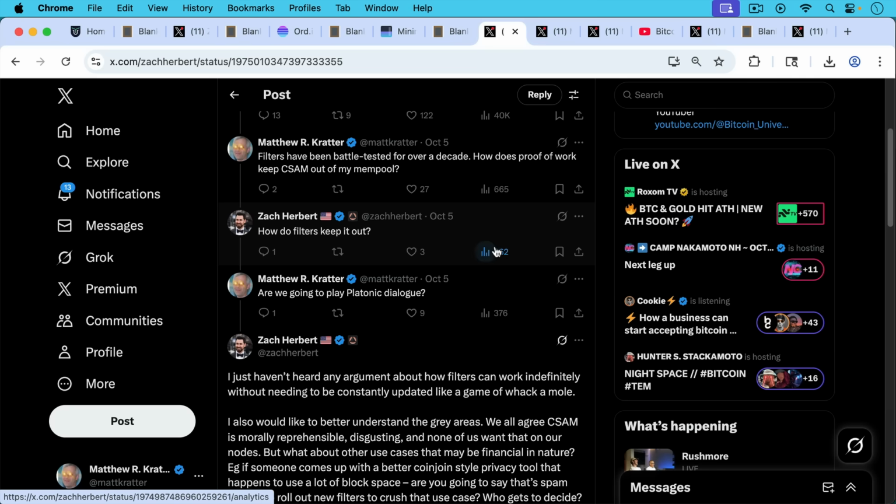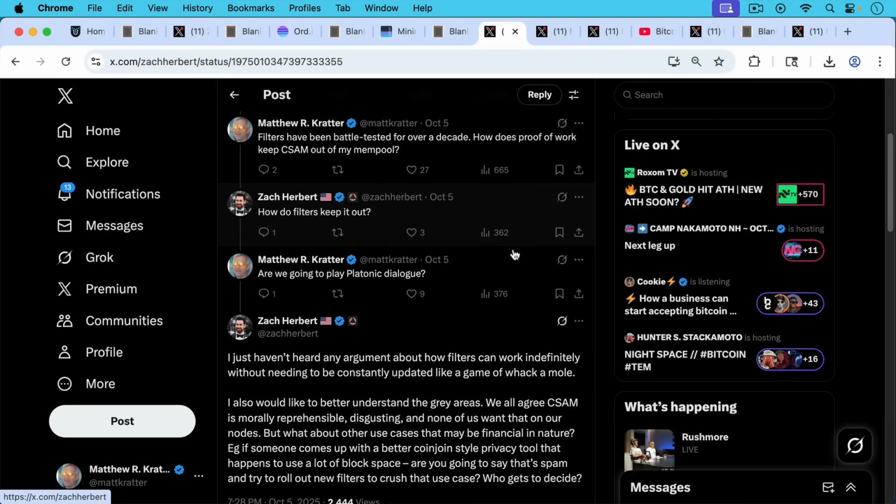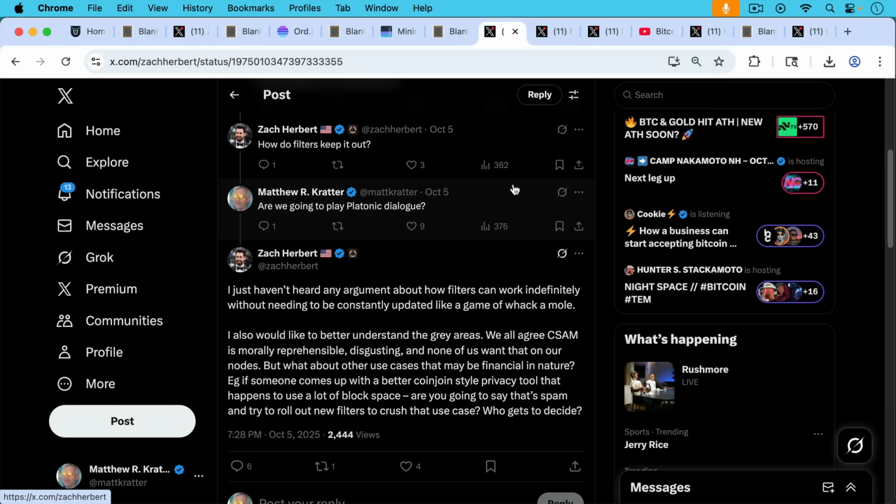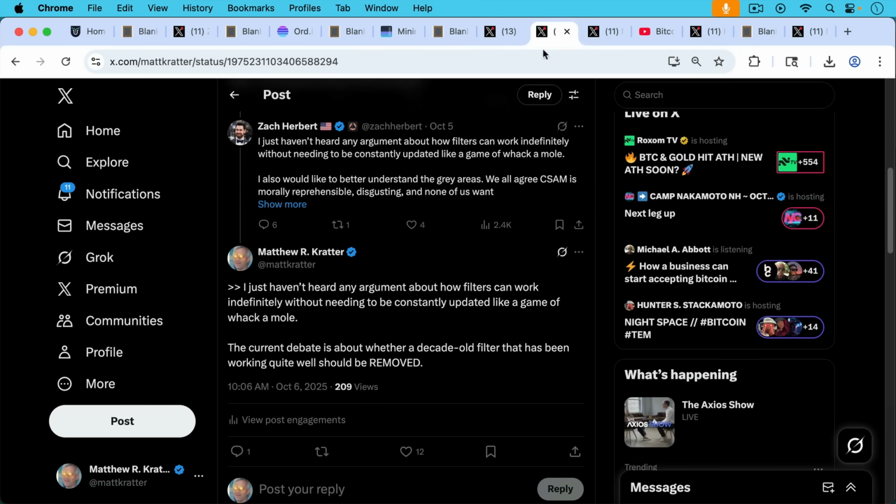Zach responds, I just haven't heard any argument about how filters can work indefinitely without needing to be constantly updated, like a game of whack-a-mole. I would also like to better understand the gray areas. We all agree CSAM is morally reprehensible, disgusting, and none of us want that on our nodes. But what about other use cases that may be financial in nature? For example, if someone comes up with a better CoinJoin style privacy tool that happens to use a lot of block space, are you going to say that's spam and try to roll out new filters to crush that use case? Who gets to decide?